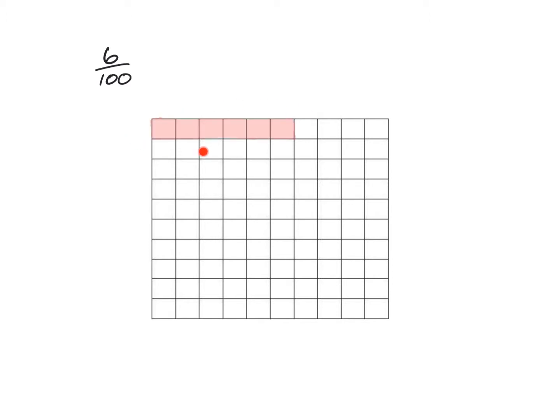Alright, well there you go. I have colored in only 6 squares out of this whole 100. So 6 out of all 100 I can simply rewrite as 6%. Alright, so 6 over 100 is equal to 6% because it is out of 100 squares. We've got 6 colored in out of 100 squares.